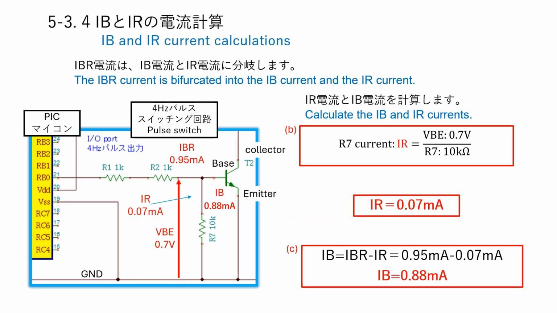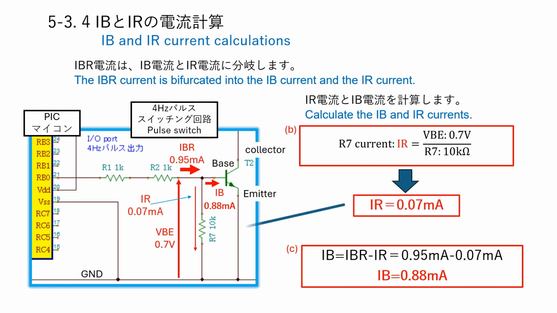5-3.4 IB and IR current calculations. The IBR current is bifurcated into the IB current and the IR current. Calculate the IB and IR currents. Calculate the current IR flowing through R7 using equation B in the red frame. Base emitter saturation voltage, VBE 0.7 volt. Resistor, R7 10 kilo ohm. To calculate the current IR of R7, IR 0.07 mA.